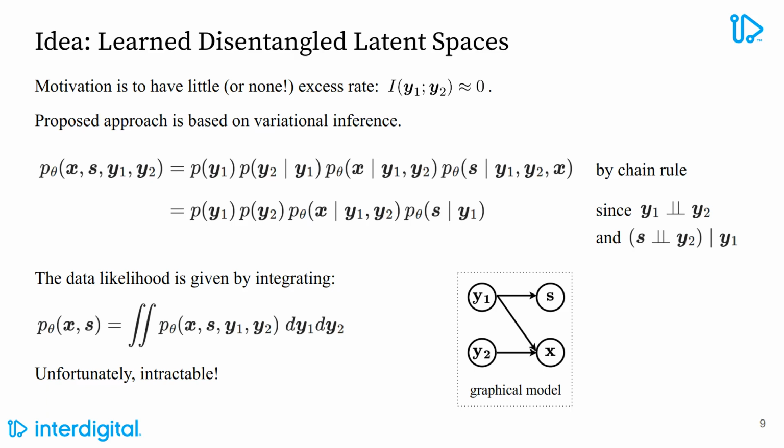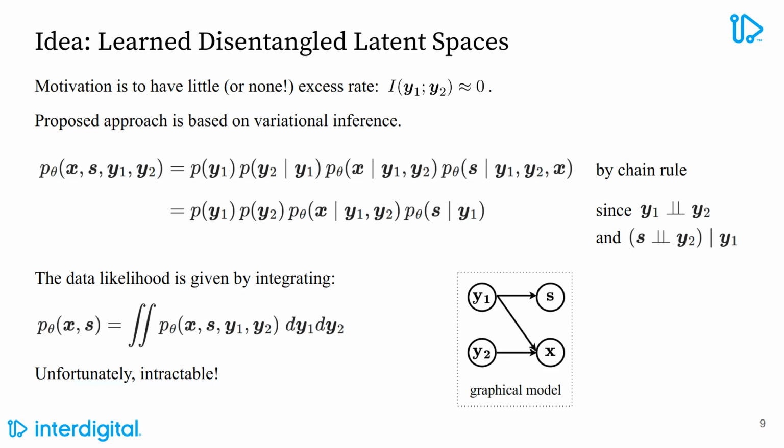We now introduce an approach based on variational inference that attempts to produce disentangled latent spaces for y1 and y2 given two random variables x and s as an input. We model p theta as a joint probability distribution of x, s, y1, and y2. First, we apply the chain rule for joint probability distributions. Then, for the next line, we consult our graphical model. By our diagram, we may assert that y1 and y2 are independent. This property will allow us to entropy code them separately.